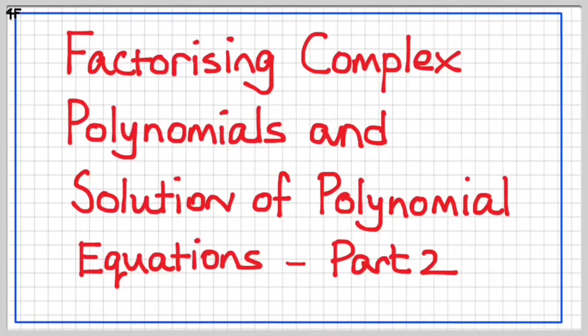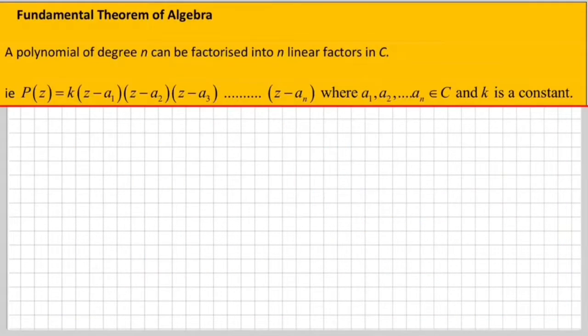Well, hi guys. This is exercise 4F, factorising complex polynomials and solution of polynomial equations, part 2 of 2, a little video mini-series. We're going to review again the fundamental theorem of algebra, which is super important. It simply says that if you have a polynomial of degree n, you're going to get n linear factors. There they go. And there will be n of them for degree n. It's as simple as that.